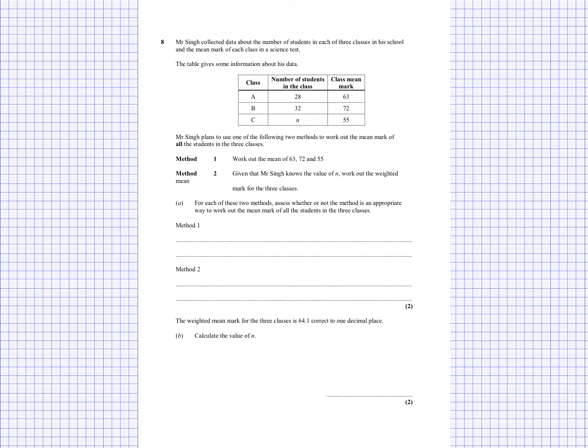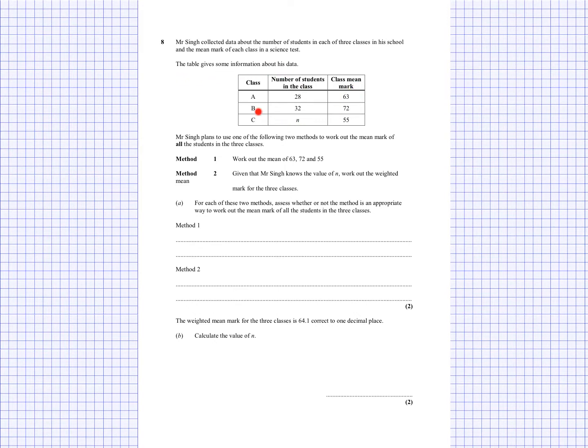This is question 8. So we have Mr. Singh, who collected data about the number of students in each of 3 classes in his school and the mean mark of each class in a science test. Okay, so this is the number of students and this is the class mean mark. The table gives information about this data.